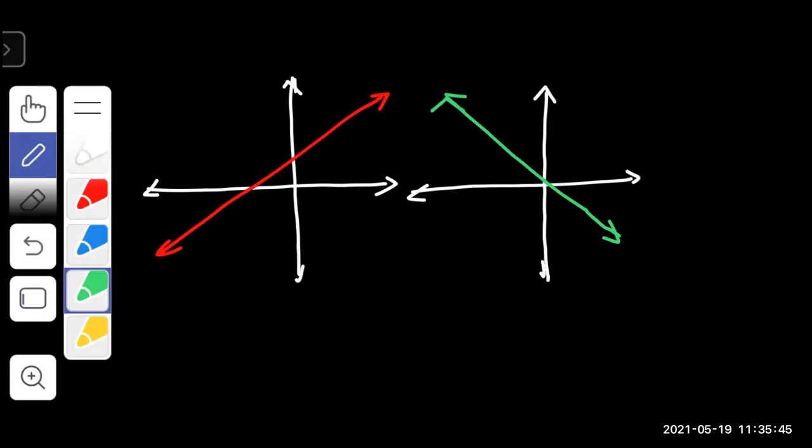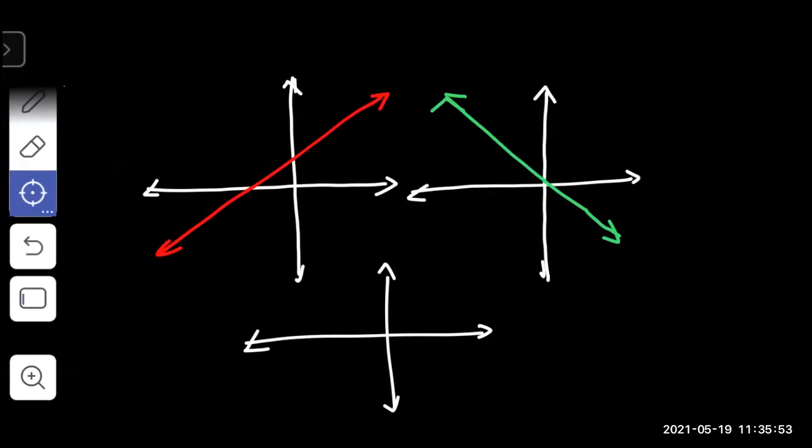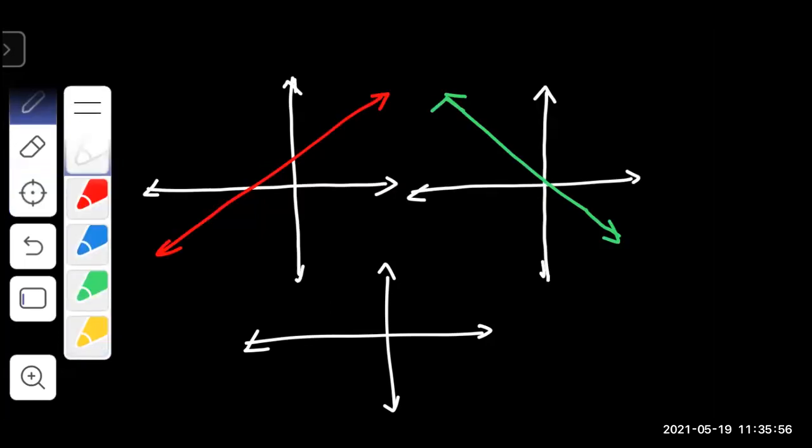What other type of function do we have so far? The constant, the zero slope, there are constant functions. That's how we call them, constant functions. They don't have a slope, they're constant, something like this. These are the three types of graph we have seen so far.